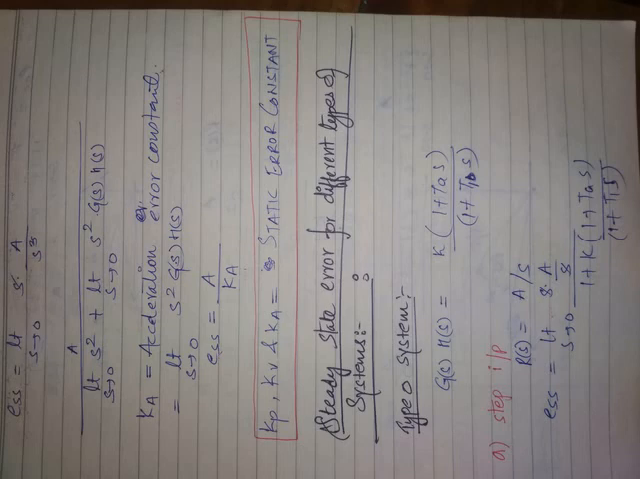What is the expression of error, steady state error? We will see now. This is R of S minus V of S. This is R of S minus C of S into H of S.